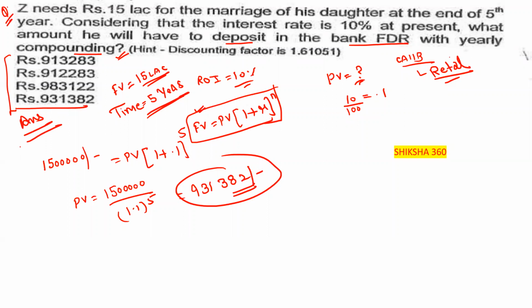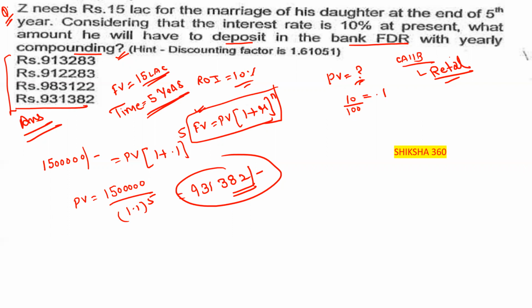One thing I will tell you: when they ask this type of question, what you have to do is directly put the values in the formula and try to calculate the answer. In the case of FDR, most of the time you have to use this formula, that is future value is equal to present value into (1 plus r) power n. In most cases when they ask any question regarding the FDR, this formula you have to use.